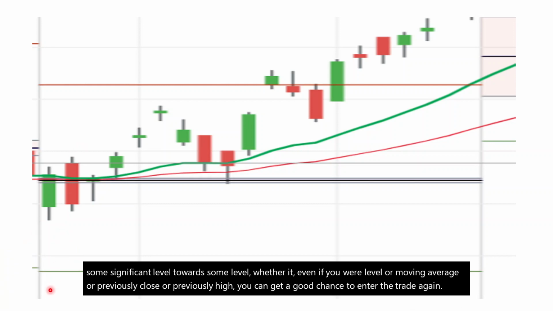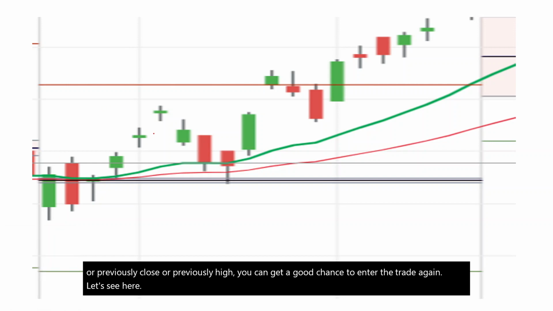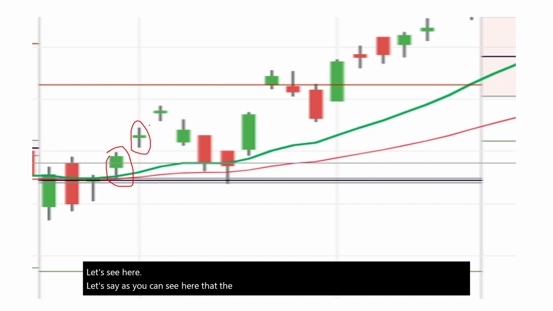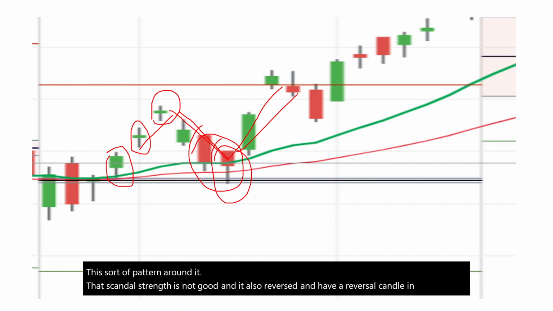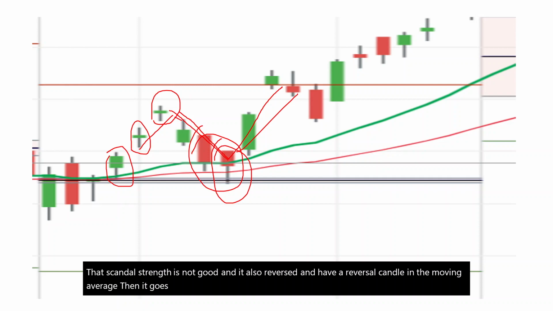Let's say, as you can see here, the gap has built up for several days, but if you wait and do not enter here, a pullback comes, then it goes up. So you should wait for a pullback when you see this sort of pattern. The candle strength is not good, and it also reverses and has a reversal candle at the moving average, then it goes up. So wait for the pullback to the nearest support or resistance zone.